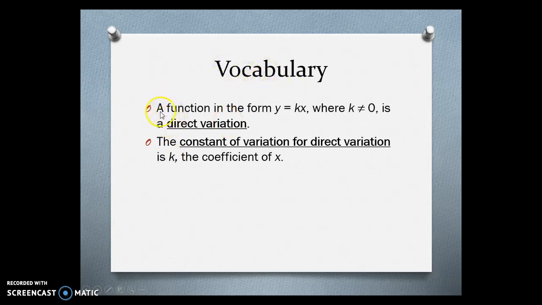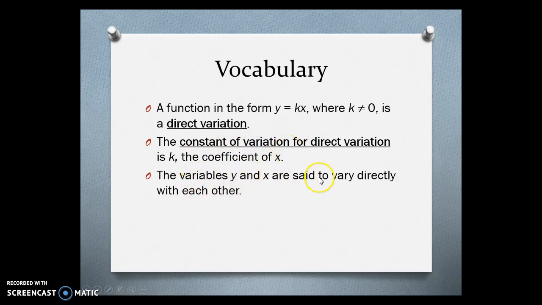Vocabulary for this section. A function in the form y equals kx, which is very similar to y equals mx, essentially slope without the y-intercept, where k is not 0, is a direct variation. We're going to be calling this letter k the constant of variation, and essentially, it's just the slope of our line. They're the same thing. We're going to show that when we know it's a direct variation, there's a shortcut for finding the slope, and we call it the constant of variation.